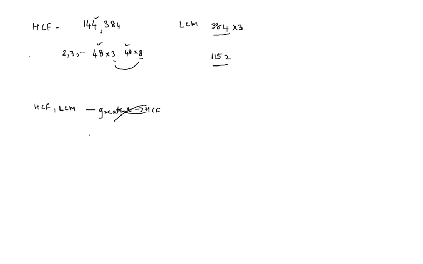If the 2, 3 numbers like 144 and 384, if they have to be divided into smaller parts, then most probably you're looking at HCF. Whereas if you want some number to be divisible by these two numbers, then you're looking at LCM. So with these few basic tricks, let's start looking at the questions.